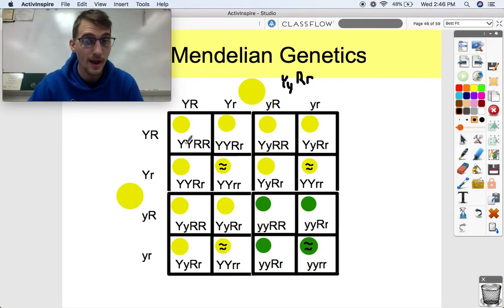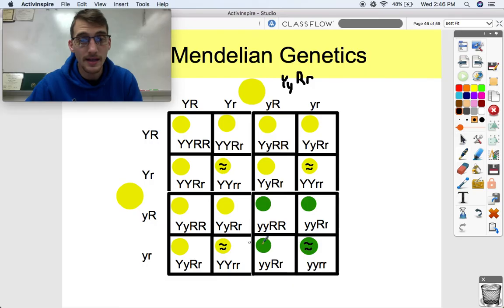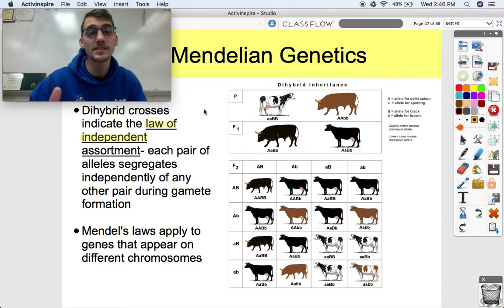You're doing the same thing as before. You're just dragging these alleles down, and then dragging these alleles across, and you get a new combination of alleles in each one of these boxes. Each one of these is going to produce a different genotype and phenotype. So what I'm trying to say here is that dihybrid crosses indicate the law of independent assortment, that each pair of alleles segregates independently of any other pair during gamete formation. That's going to be important to know.